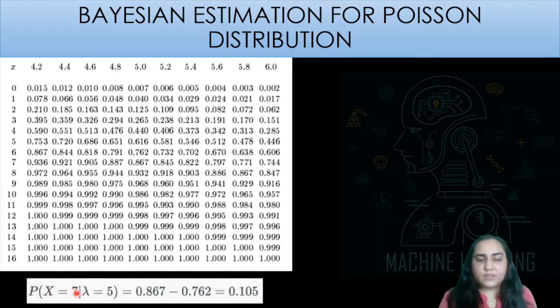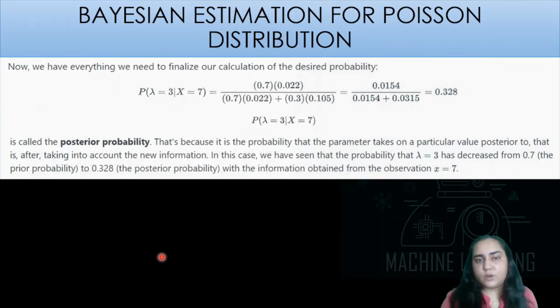Next, for x equal to 7, lambda equal to 5, again locate 7 here, which is here. Locate 5, 5 is present here. So I have the table in 2 parts. You could just get one table which contains everything. So this value is 0.867, which comes here. And the value above that is 0.762, which we subtract, and we get 0.105. So now that we have these 2 probabilities, we could easily solve our equation by putting all those in. We already had 0.7 and 0.3. So we get this as 0.328.